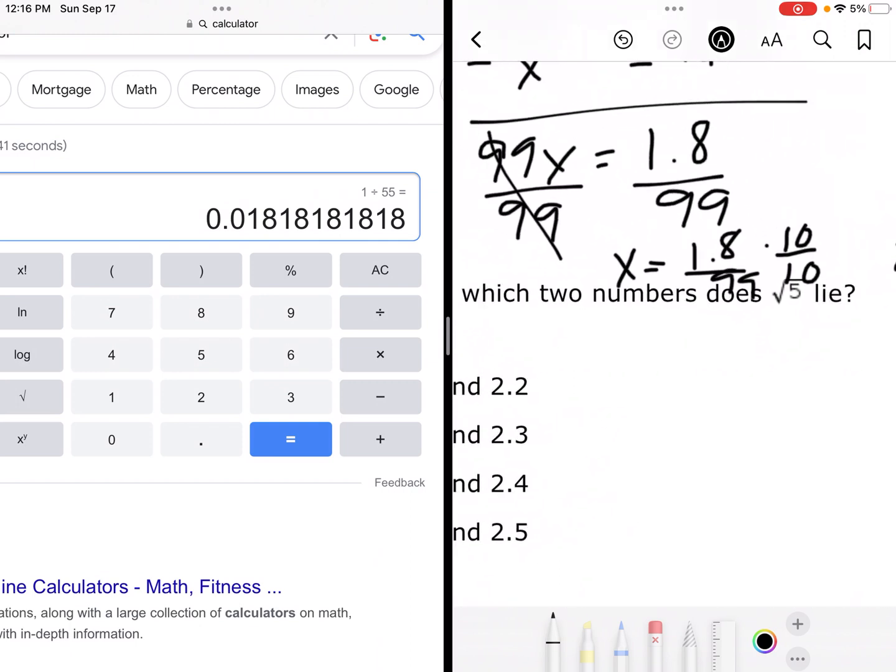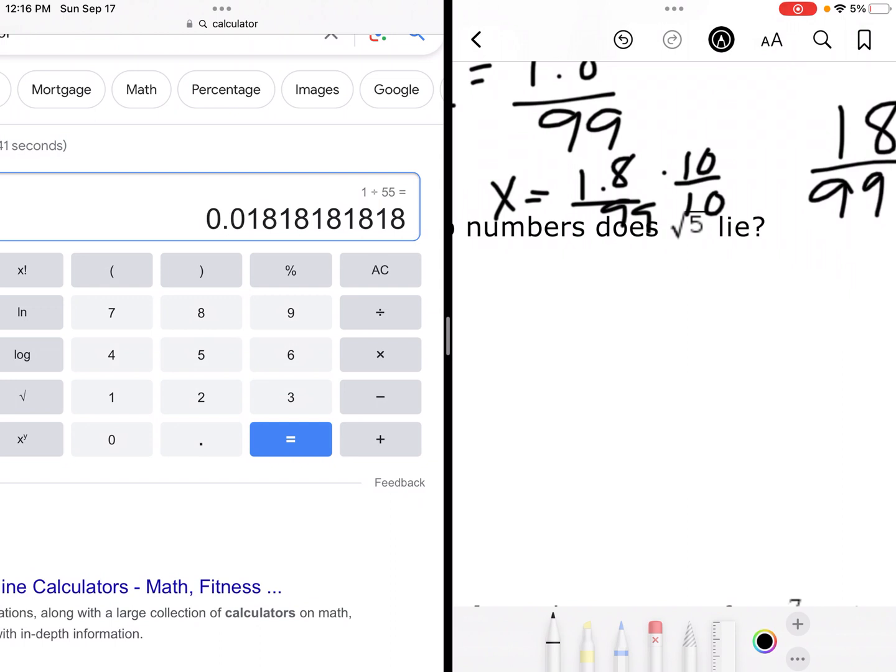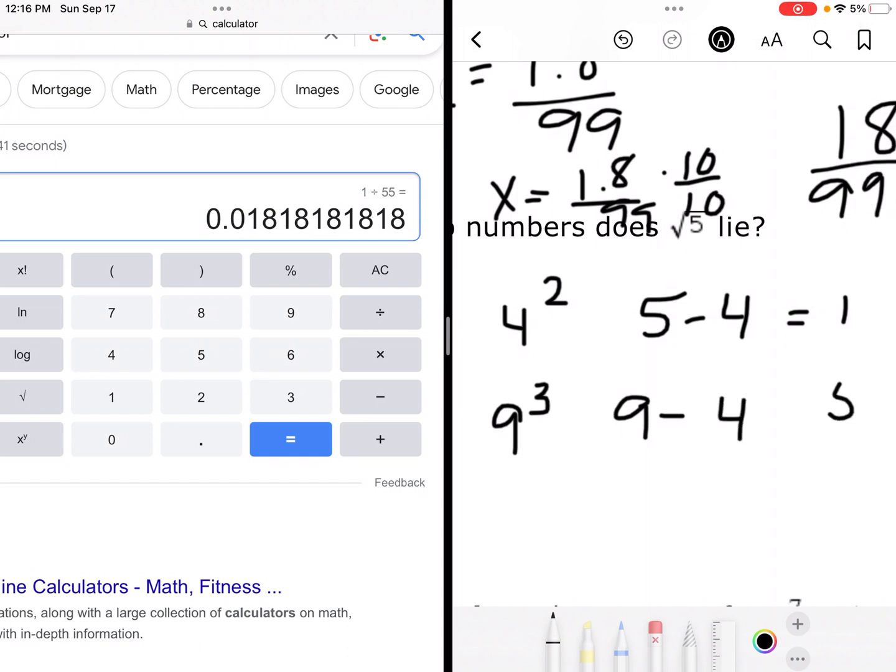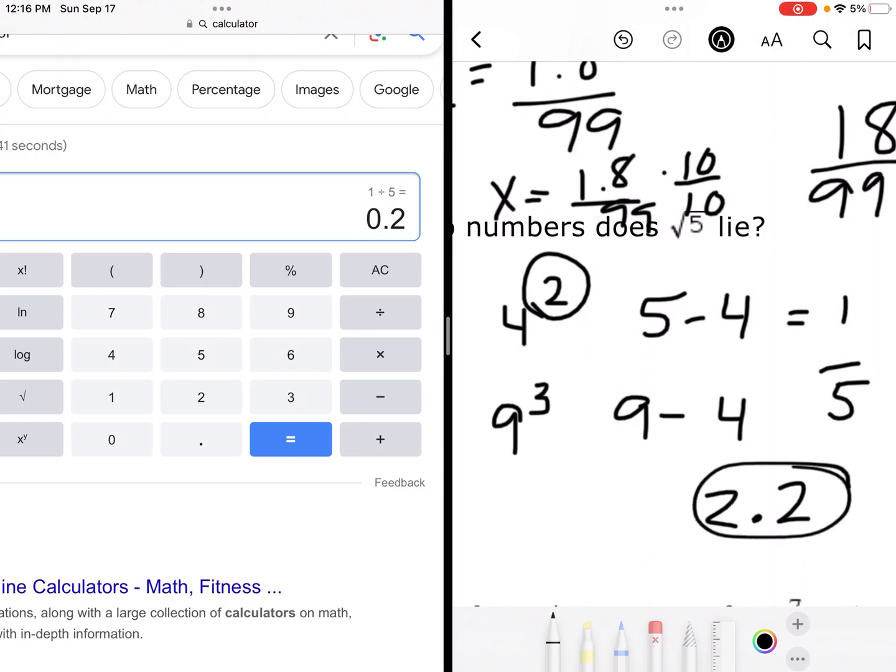Okay, between which two numbers does the square root of 5 lie? So we have 4 and 9. So that means 5 minus 4, we get 1. 9 minus 4, we get 5. 1 divided by 5, 0.2. And then we're going to always use the smaller of the two square roots, so 2.2.